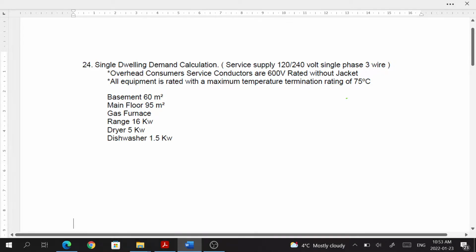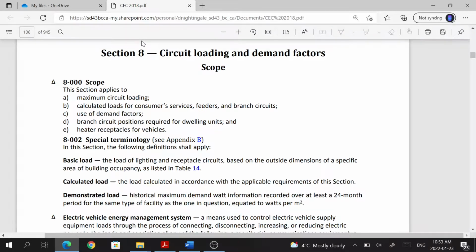All right. We're going to look at a house calculation on figuring out what the service conductors coming into the house and into the panel need to be sized to according to the Canadian Electrical Code. So we're going to be looking at Section 8, Circuit Loading and Demand Factors.